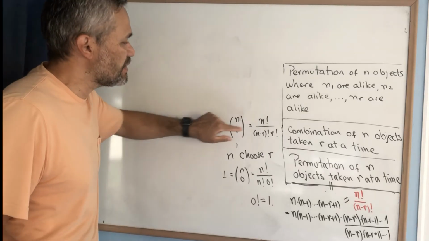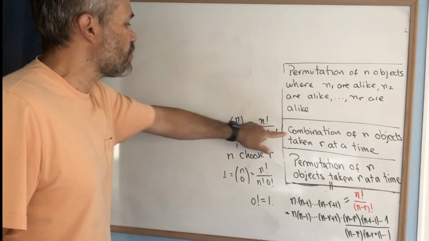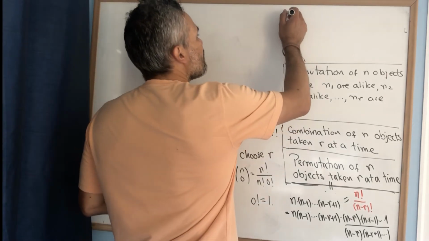Let's do an easy example that uses combinations. Let's suppose that we have 5 people.